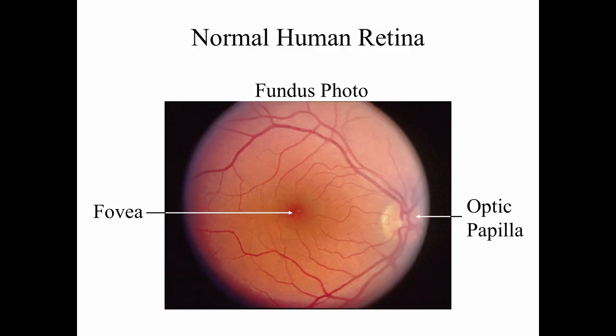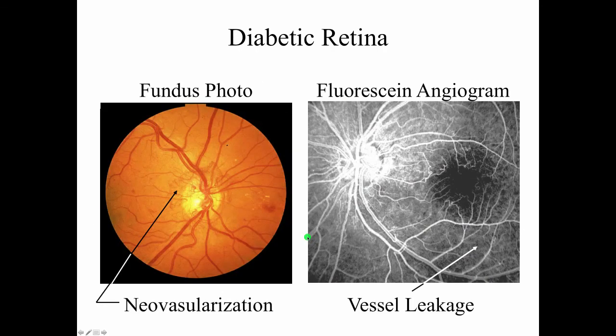And then finally, the retina is a good place to observe small blood vessels. This is a photo of the fundus in a normal human retina. You can see the fovea here and the optic papilla here, and you can see these fine blood vessels. And compare this image to this image where there's diabetic retinopathy and tremendous neovascularization of these small blood vessels in a situation with diabetic retinopathy. And here, just a fluorescein angiogram, you can see vessel leakage.